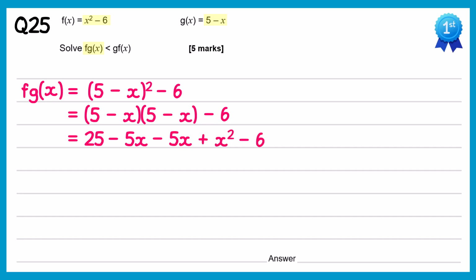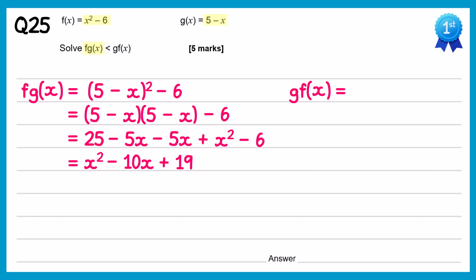And then we have subtract 6. We can simplify this, so if we start with the x squared, then if you simplify the 2 minus 5x's, you get minus 10x, and then 25 subtract 6 is 19. So this is fg of x. We also need to do gf of x though, and this is the same idea but the opposite way around.